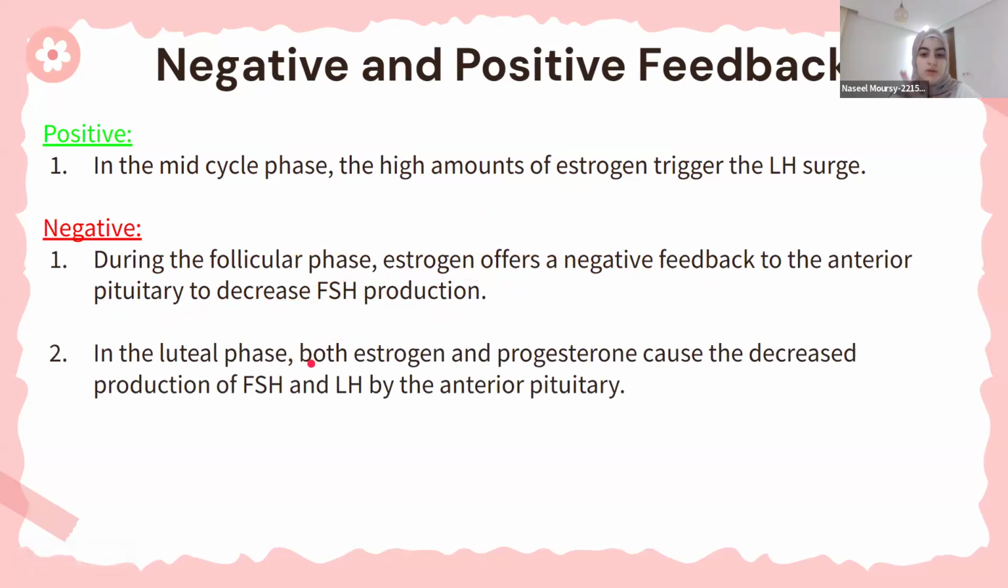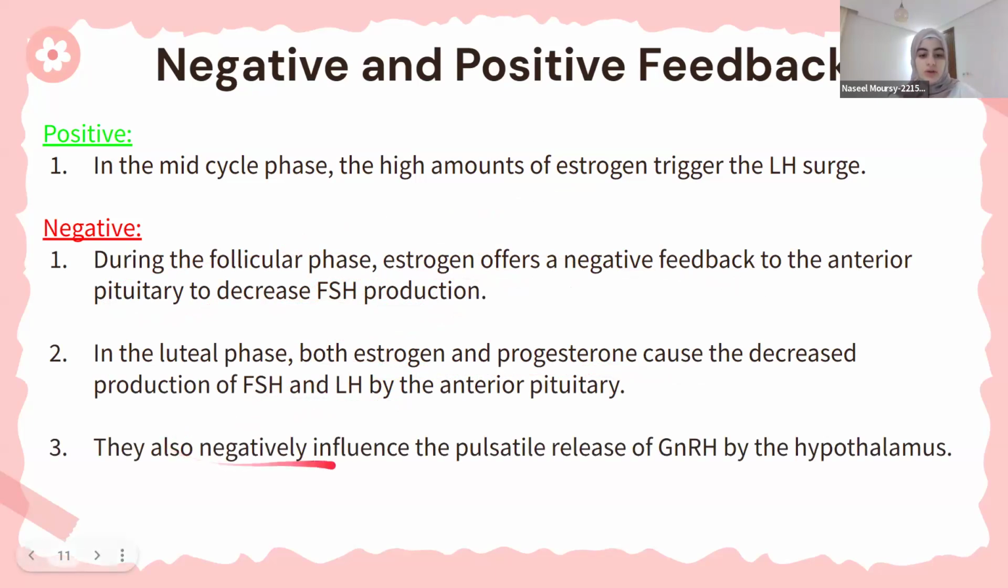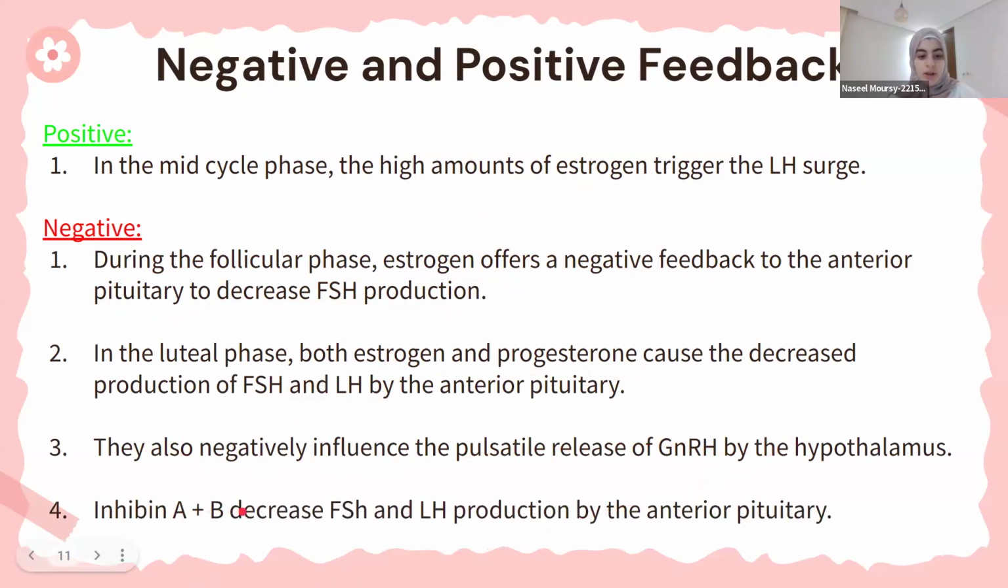And then in the luteal phase, after that, you have both estrogen and progesterone that cause decreased production of FSH and LH by the anterior pituitary. And finally, these also negatively influence the pulsatile release of GnRH by the hypothalamus. Inhibin A and B decrease FSH and LH production by the anterior pituitary. So again, mainly we have negative feedback mechanisms when it comes to the ovarian cycle and the HPO axis. But the only positive thing we see is the LH surge because of estrogen.